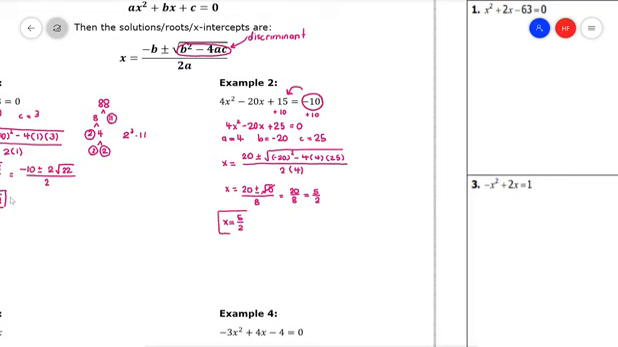So we see that when we use the discriminant to determine how many roots we have, it works. We had a discriminant of 0, the part underneath the radical was 0, and we only ended up with one answer because that plus or minus goes away.